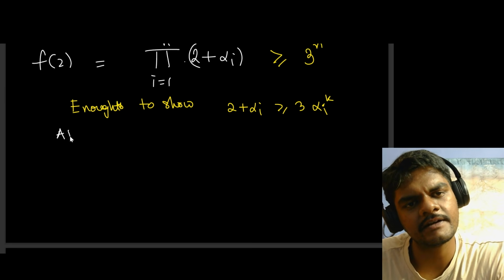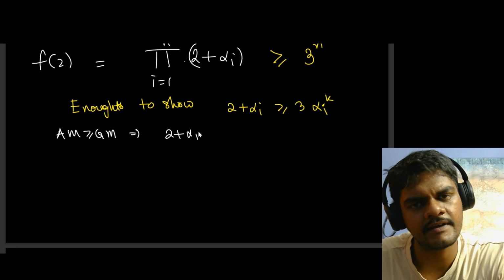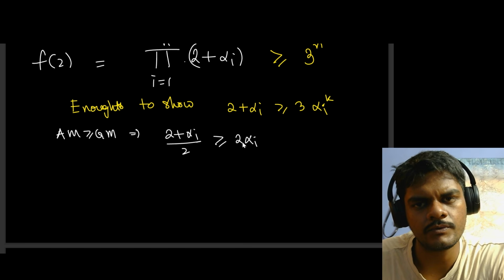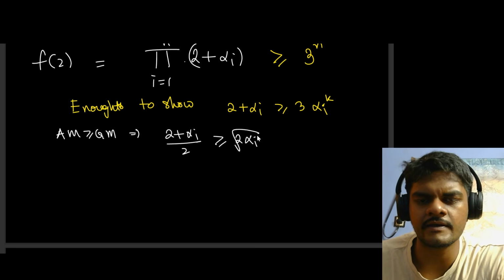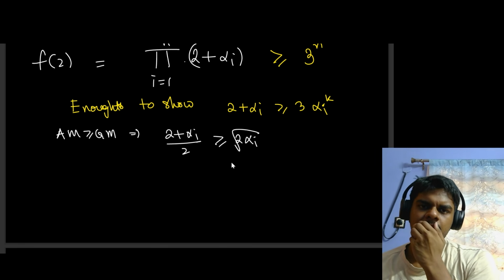If I take AM greater than or equal to GM, I'll get 2 plus alpha I by 2 is greater than or equal to root 2 alpha I and something. So that's not really helping, is it? Okay.